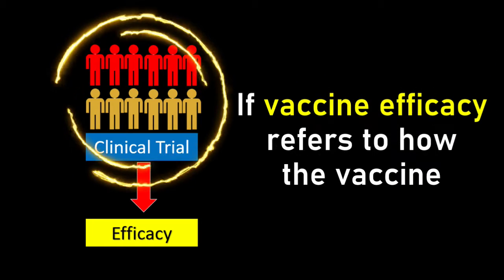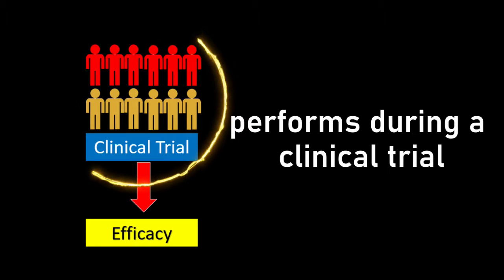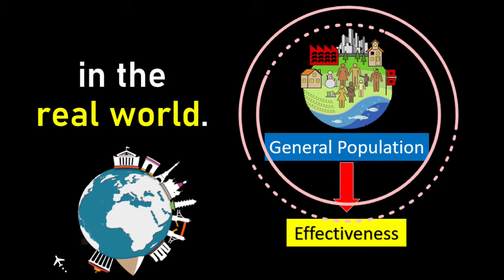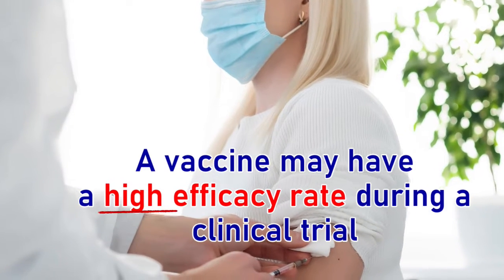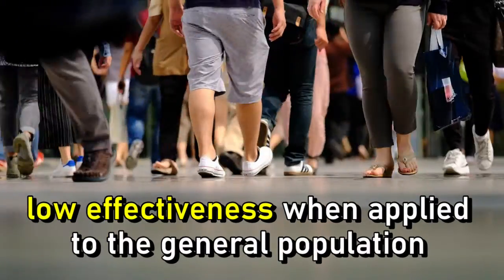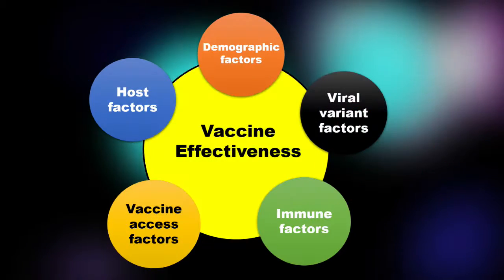If vaccine efficacy refers to how the vaccine performs during a clinical trial, vaccine effectiveness refers to how well a vaccine performs in the real world. A vaccine may have a high efficacy rate during a clinical trial, but low effectiveness when applied to the general population because of different influencing factors.